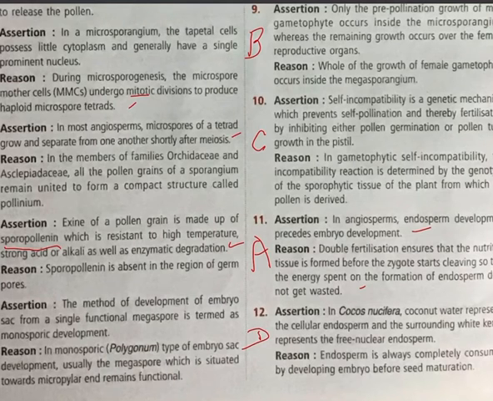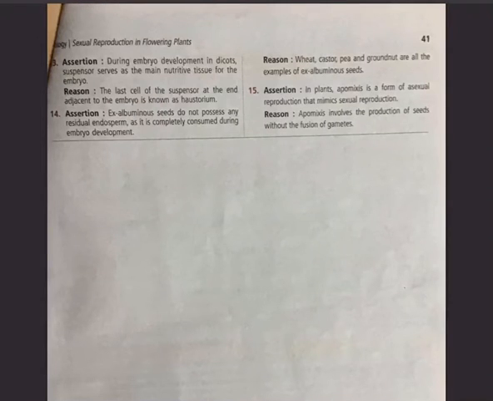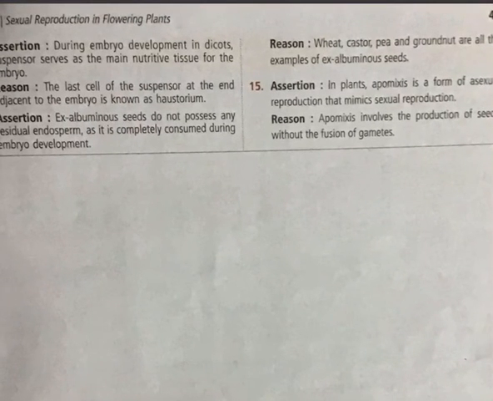Answer: In Cocos nucifera, that's coconut, the coconut water represents the free nuclear endosperm, and the surrounding kernel represents the cellular endosperm. Endosperm may either be completely consumed by the developing embryo, like in pea, groundnut, beans, before seed maturation, or it may persist in mature seeds like castor and coconut, and is used during seed germination. Hence, answer has to be D. And now I need to go to the next page.